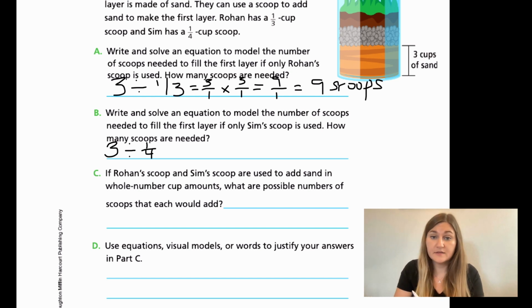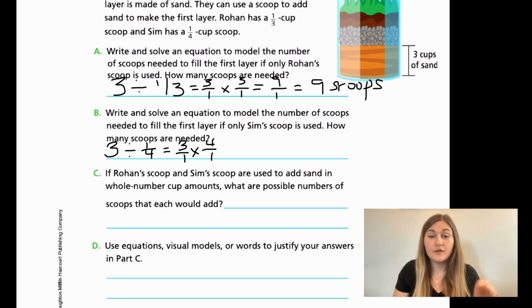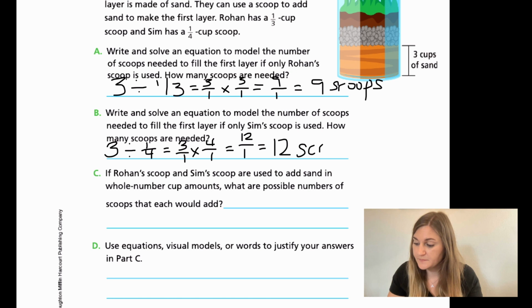And again, if we're not using visual models, we need to flip that second number and multiply. So I have the 3/1. Flip the second number over to be 4/1. And then multiply. Multiply across the top, so 3 times 4 is 12. 1 times 1 is 1. So that would equal 12 wholes. And in this case, it would be 12 scoops.